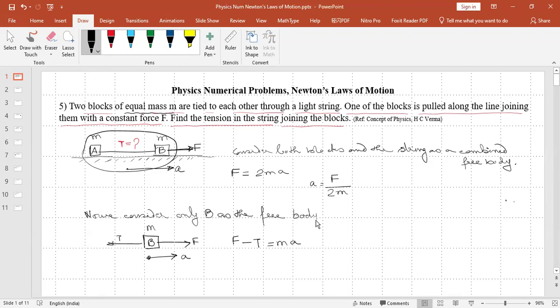Now, what is a? We find a is equal to F by 2m. So m times a is equal to F by 2. Therefore, tension T is equal to F minus F by 2, which is F by 2. That is the answer. Tension T is equal to F by 2. Okay. Now let's go to the next problem.